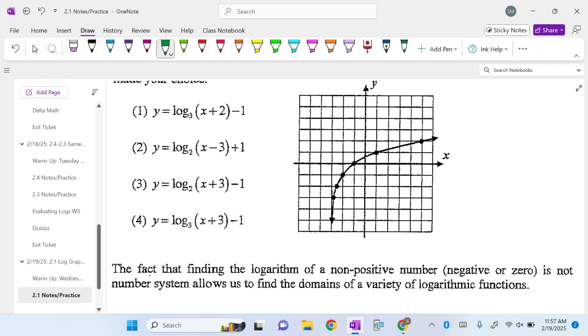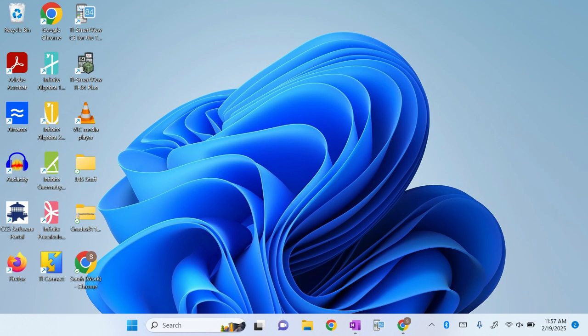If I had to narrow it down, I would say it's either 4 or 3 based off of their transformations alone. So, the reason it's not 1 and 2 is first off, typically the vertical asymptote for the parent function is the y-axis. All right. It also typically has an x-intercept.